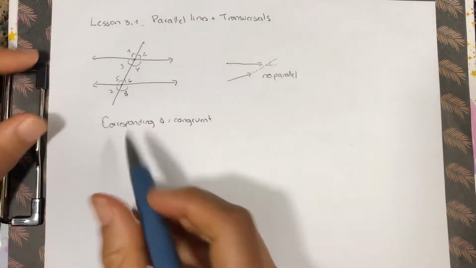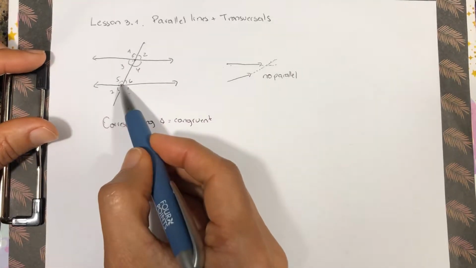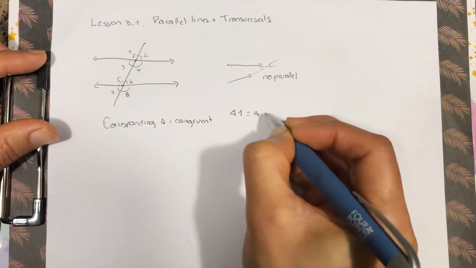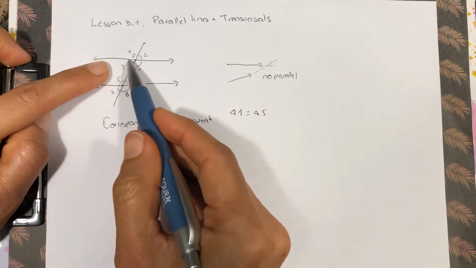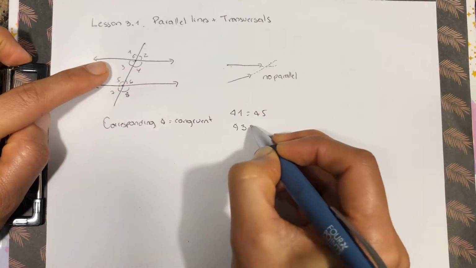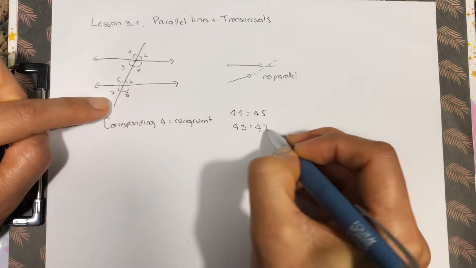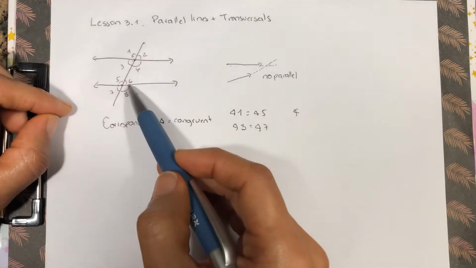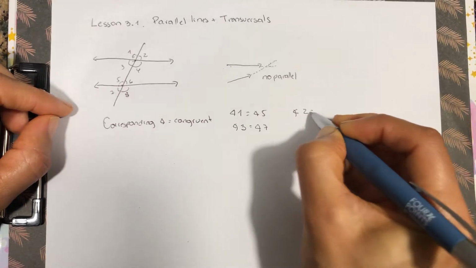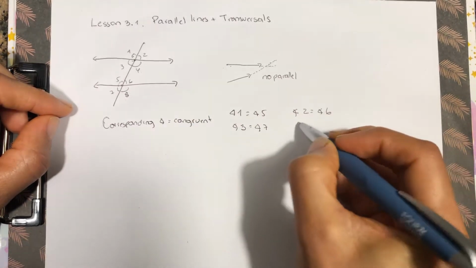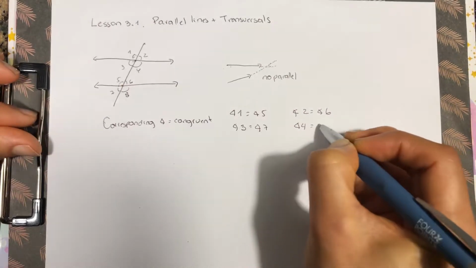What are the corresponding angles here? Angle 1 is corresponding to 5. It's equal to angle 5. Angle 3, which is under here, needs to be the same as here. Angle 3 is equal to angle 7. Angle 2 on this side is the same as angle 6. And angle 4 is the same as angle 8.